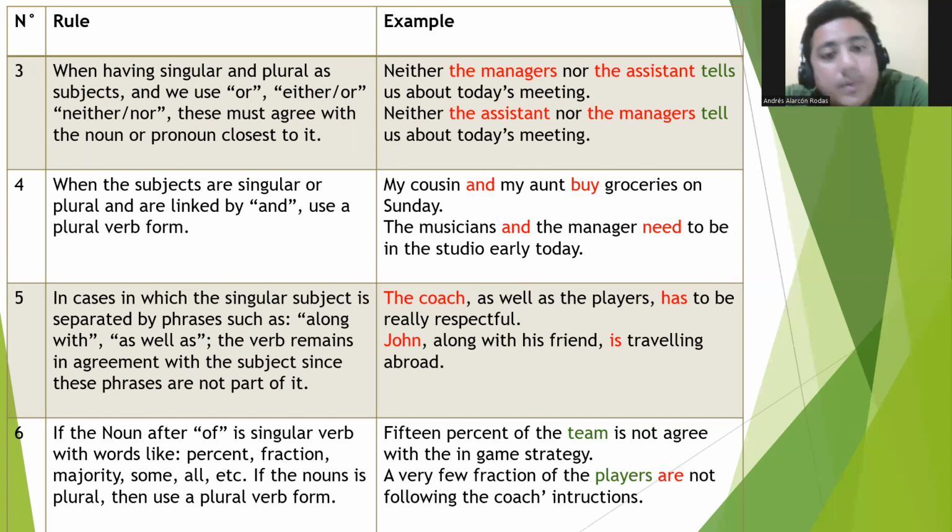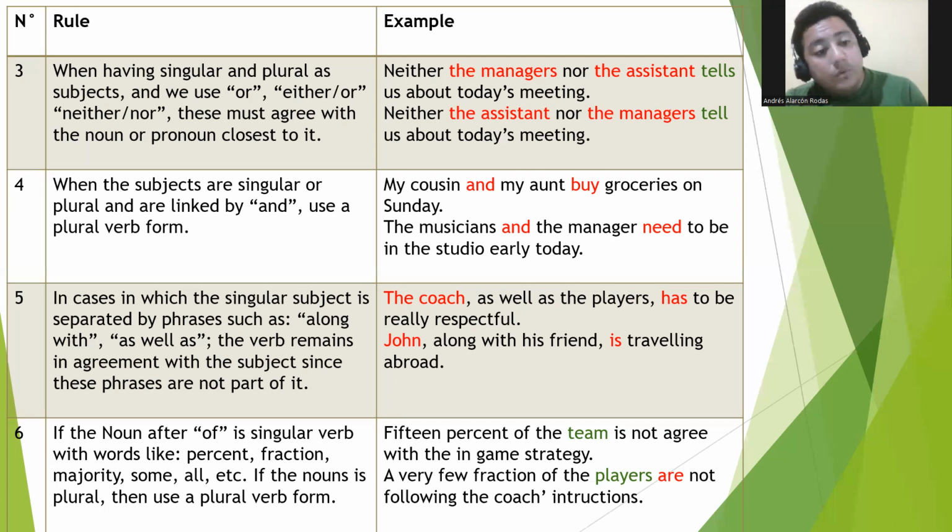In the other example, neither the assistant nor the managers tell us about today's meeting. In this case, the closest noun is the managers, so I have to use a plural verb. So I have to use tell.